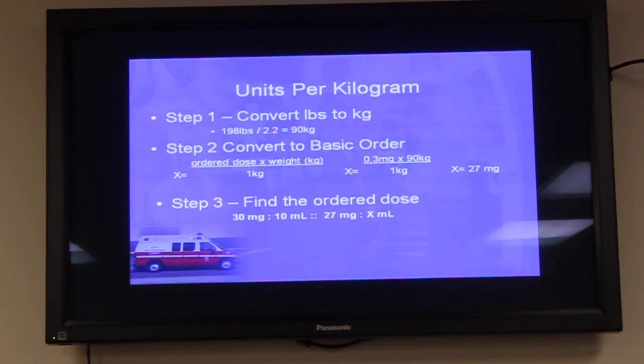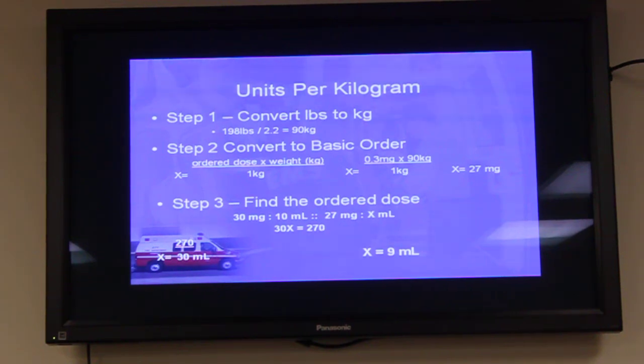Then we can also do this using the ratio and proportion method, right? 30 milligrams, 10 mils over on the left side, 27 milligrams equals X mLs. 30x equals 270. 270 divided by 30 equals X. We're going to go ahead and draw 9 mils.